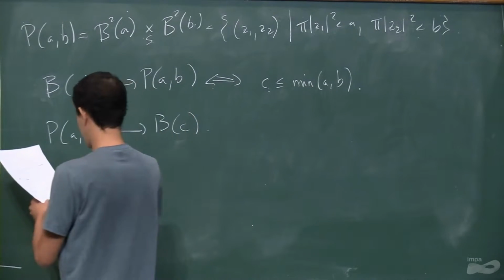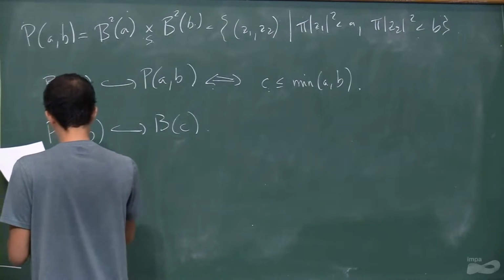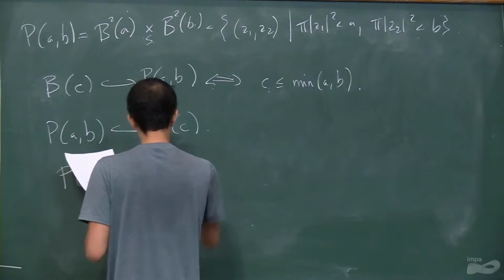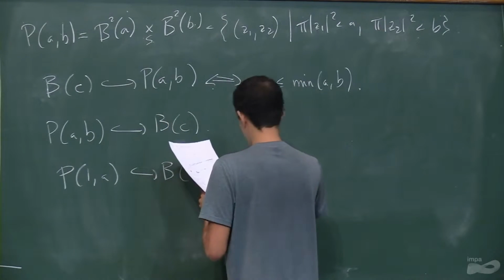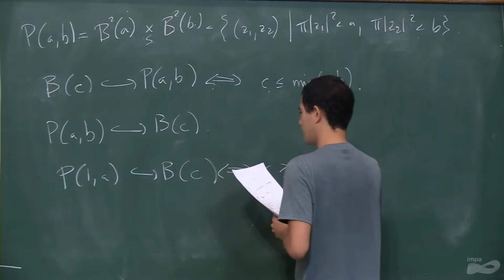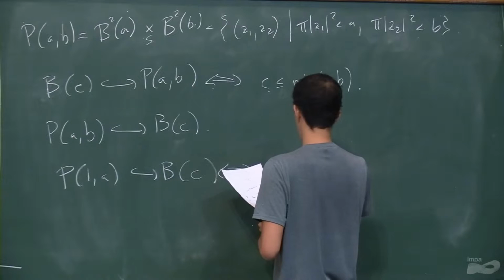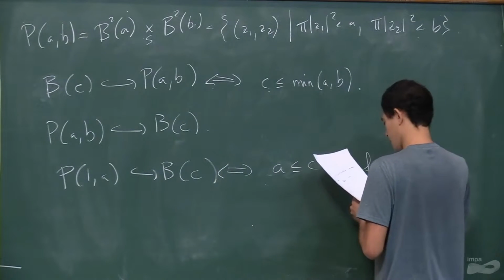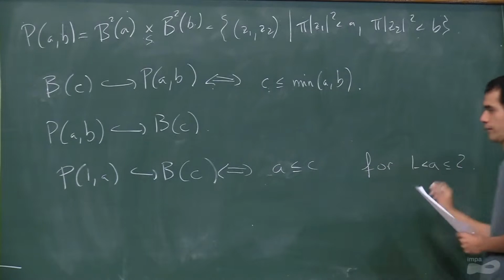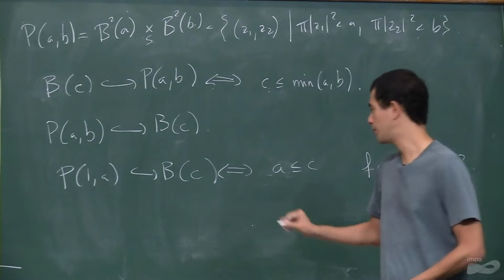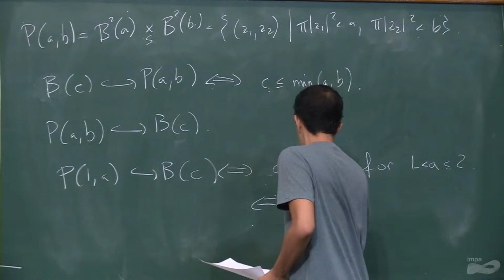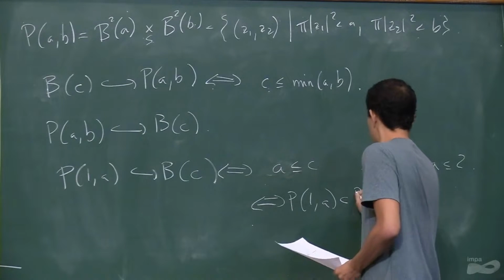So we know that P1A embeds into the ball if and only if A is less than or equal to C for A between 1 and 2. So it's actually kind of similar to the ellipsoid. For A not very far from 1, we get strong rigidity. So this is if and only if P1A is contained in B of C.